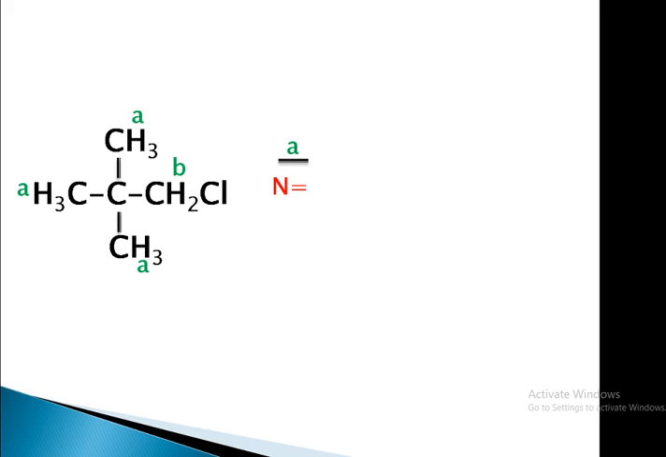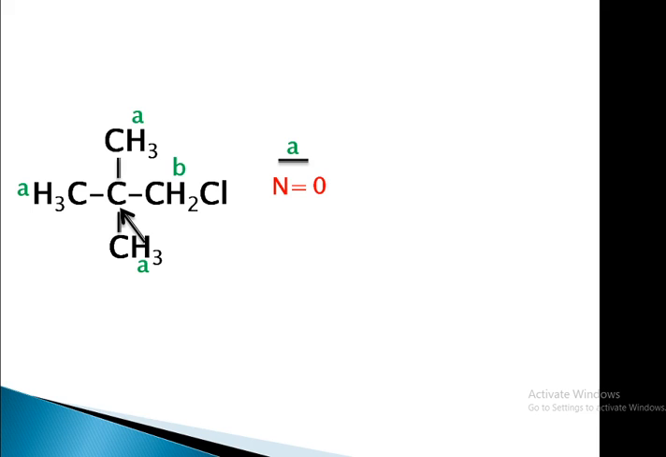So we have to count the neighboring hydrogens, and let us take this proton. These hydrogens are bonded to this carbon, which is bonded to this carbon, and this is the neighboring carbon, but there are no hydrogens bonded to this carbon.